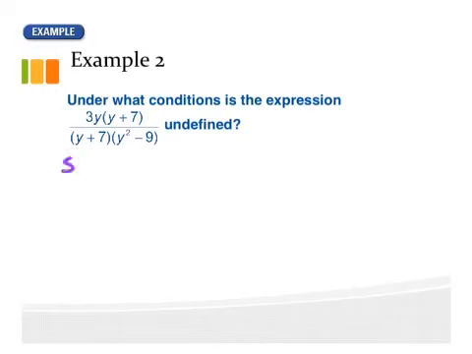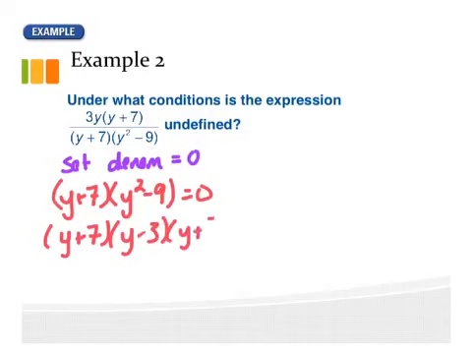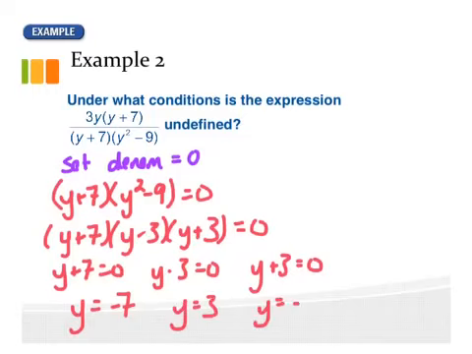So what you want to do here is set the denominator equal to 0 and then solve. In this case, we're going to say y plus 7 times y squared minus 9 is equal to 0. And we need to solve this. In order to do that, I'm going to first factor that y squared minus 9, because that's a difference of squares. So that's going to be y minus 3 times y plus 3. Now I will set each of these factors equal to 0. So y plus 7 equals 0, y minus 3 equals 0, y plus 3 equals 0. So you're going to end up with 3 values for y. Y equals negative 7, y equals positive 3, and y equals negative 3.